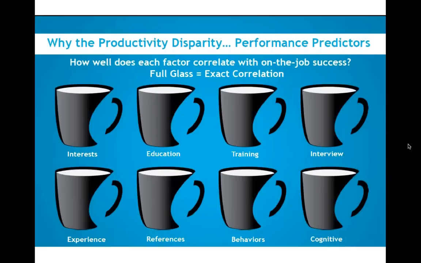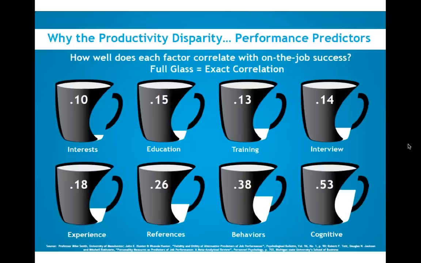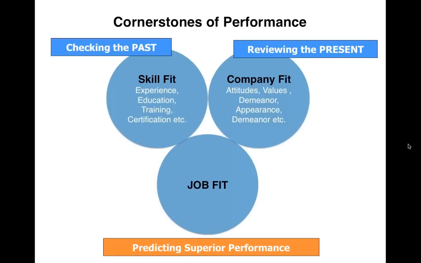The higher it is, a cup full, if you will, is a full correlation, and the lower it gets, they will just tell you in a graphical format the correlation between those resources that we use in predicting performance. So as you can see here, the interest at the top left corner is 0.10 in correlation predicting job success, and the last two at the very bottom are 0.38 and 0.53 for cognitive and behaviors.